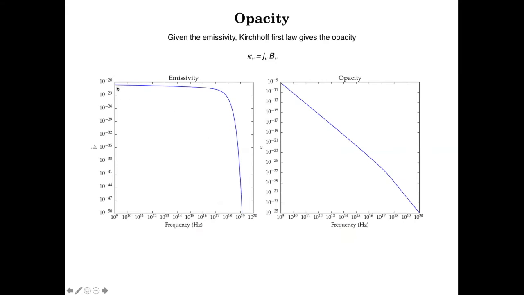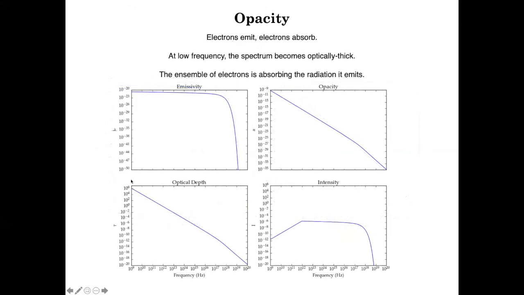This is the emissivity. This is in log scale, so you have the flat plateau, and then the exponential decay. The opacity, though, is falling as 1 over nu squared. So you have the parabolic fall here of the opacity. If you compute the optical depth, this is the optical depth. You see that at some point here, as you go to lower frequencies, it becomes optically thick because the opacity is very high at low frequencies.